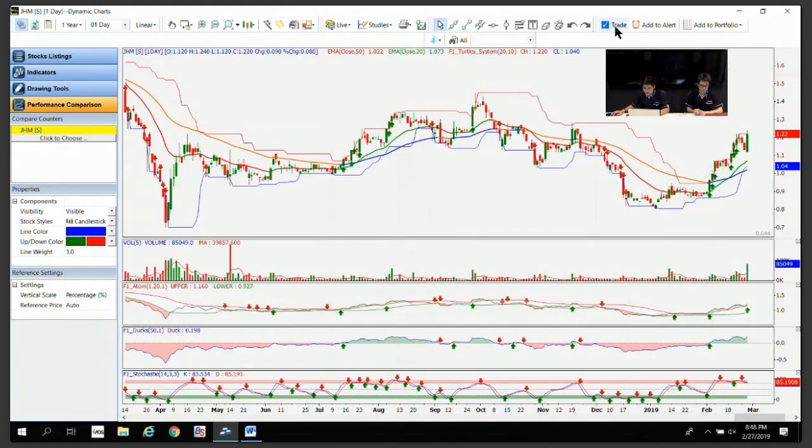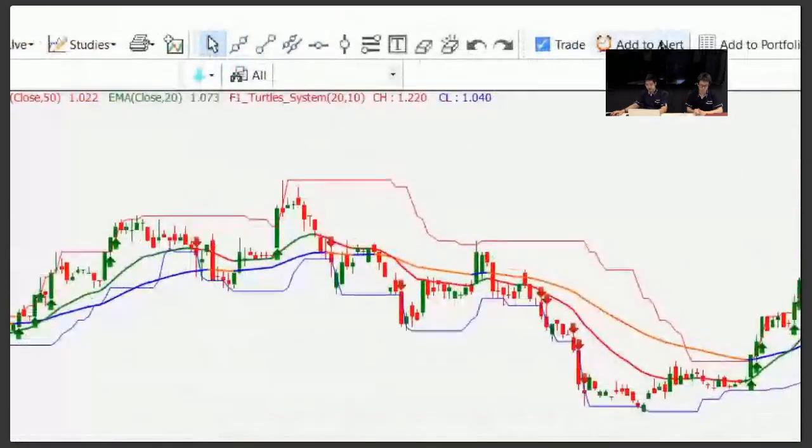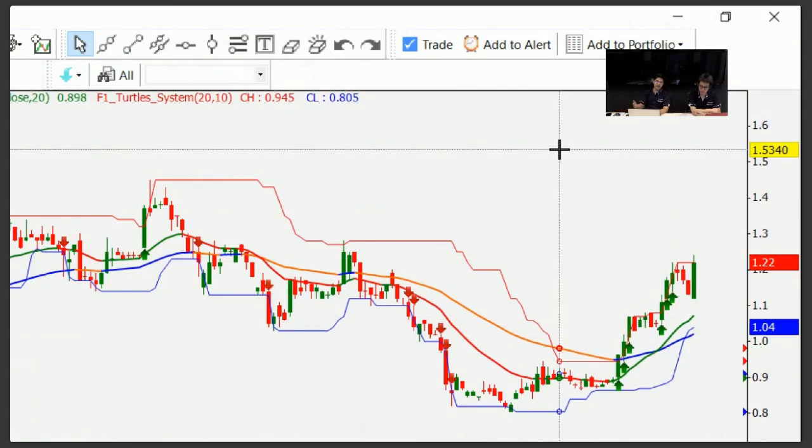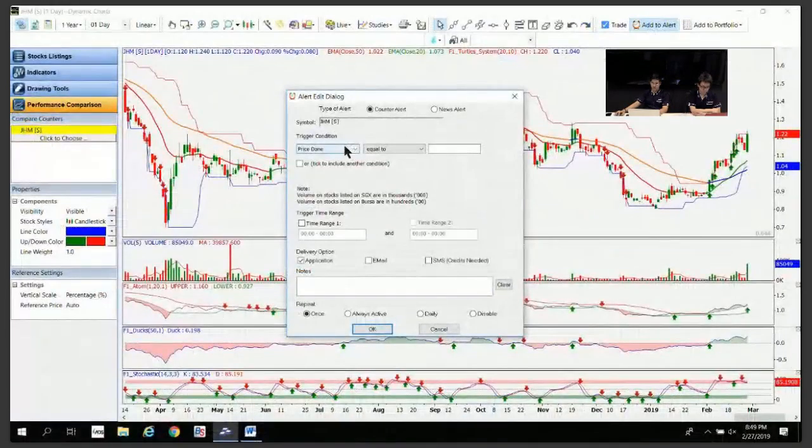Now let's come to this add to alert. Let's say you want to buy at a price above 1 here. Currently you can see the price is at 1.22 now. Let's say I would like to buy at 1.22 and above, but I cannot be there in front of my screen. So I can set an alert. This one, add to alert. Over here you can choose the price, whether it goes greater than or less than. Then you click on the price, 1.22. Then you just press OK.